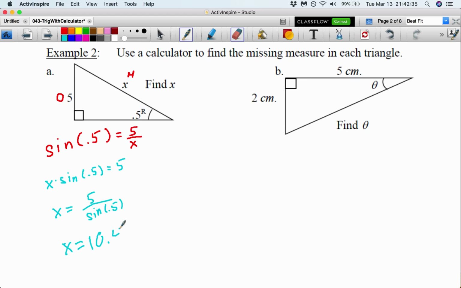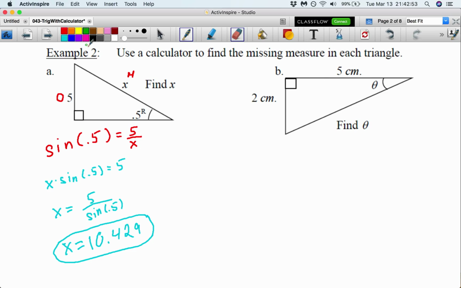So this is an approximate answer. That's an exact answer. All right, if that was new for you, you should try this one out. It's not that bad. Go ahead, try it out.